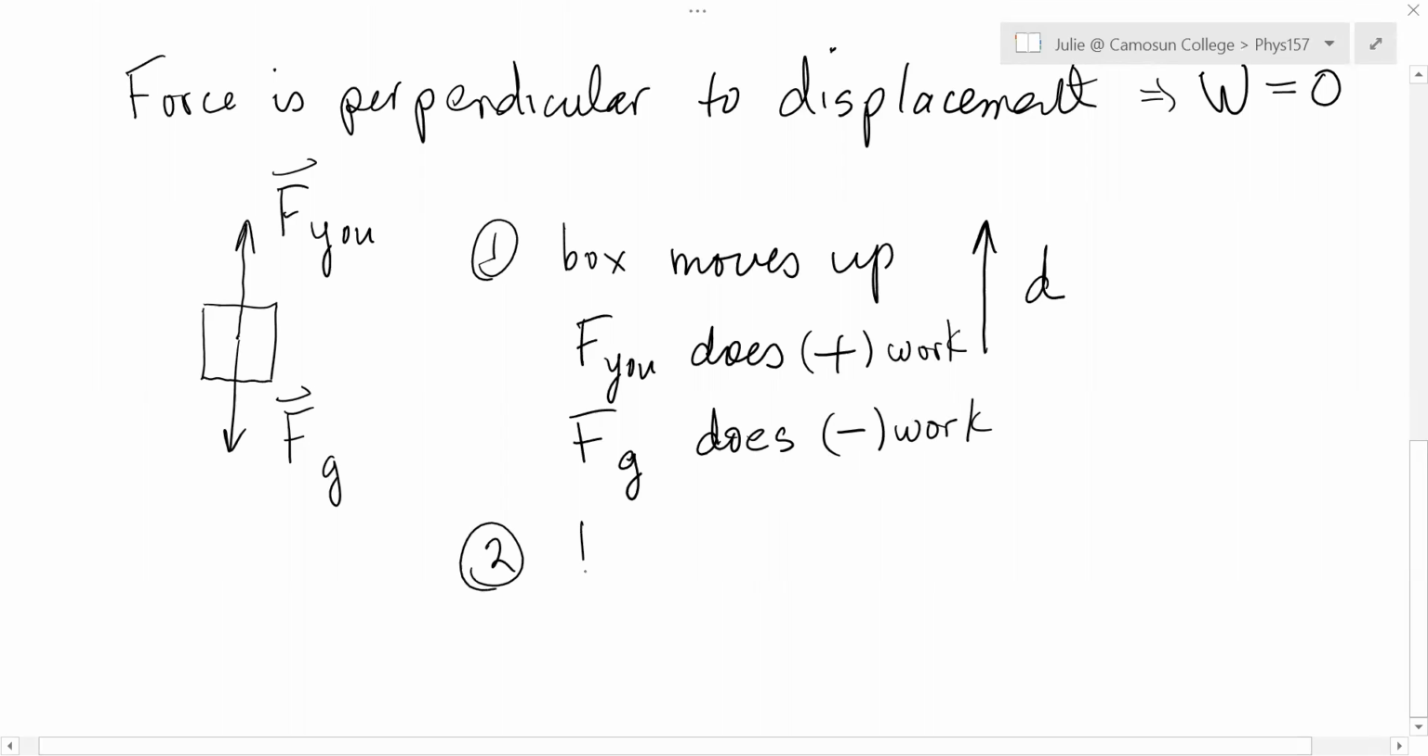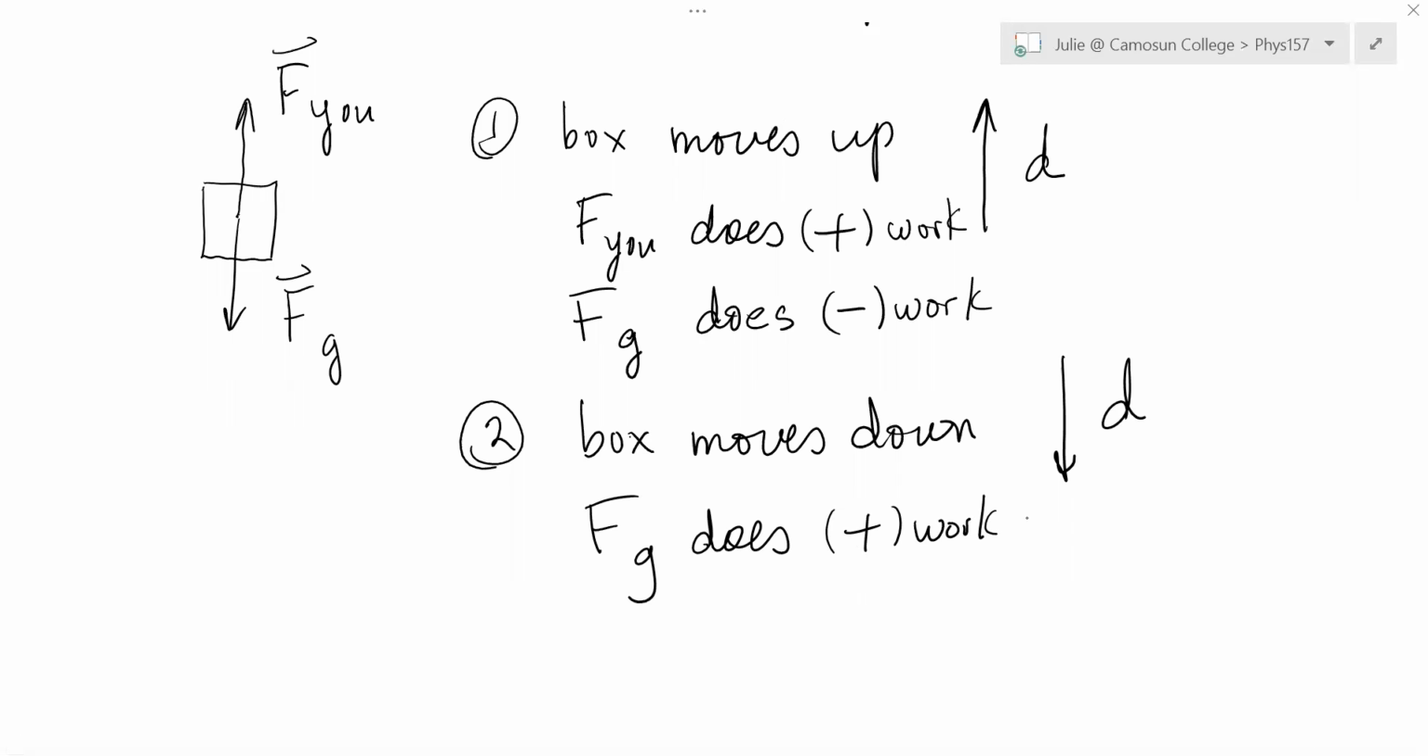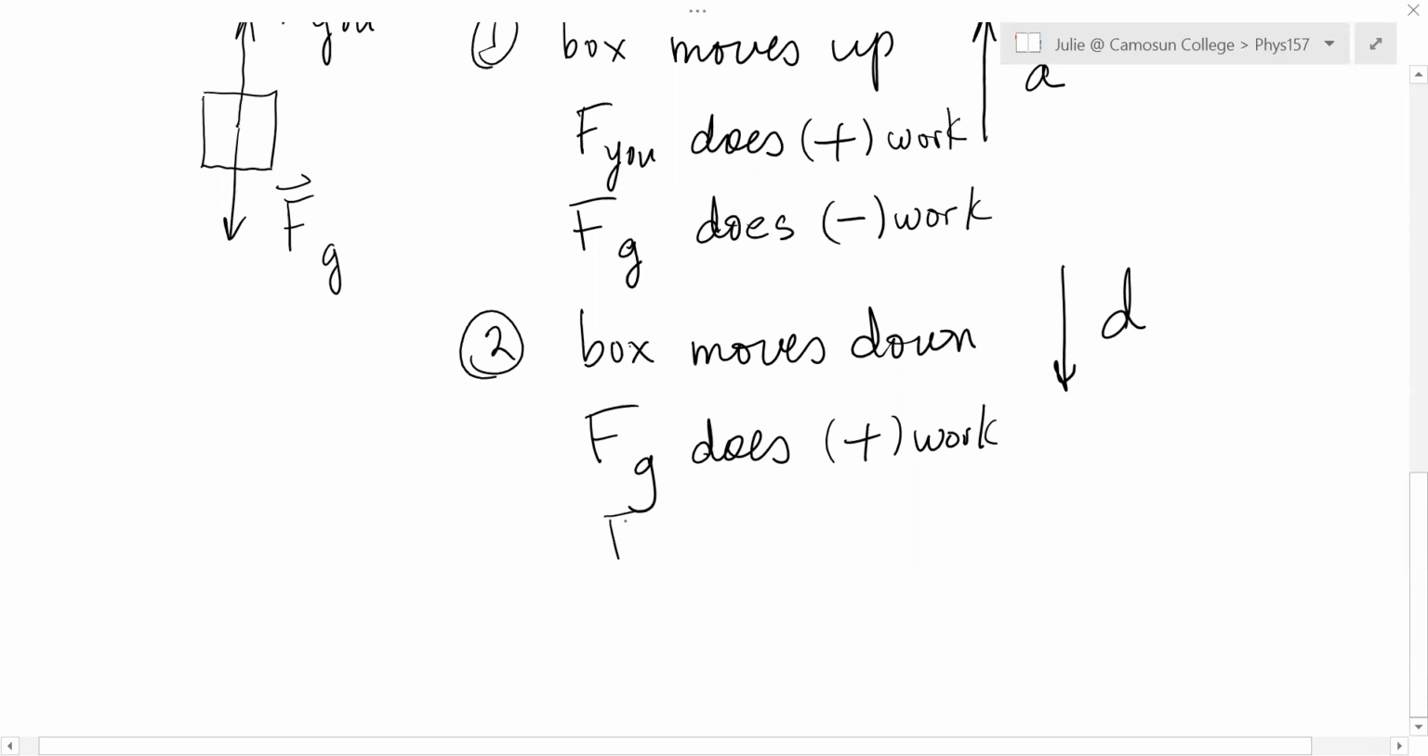Okay, second case, box moves down. Okay, so now the displacement is down. Now think about which force is trying to speed it up. Gravity is trying to speed it up. And so gravity and displacement being in the same direction, now gravity does positive work. And you are holding it back. So if you lower this at constant speed, you have to hang on to it so it doesn't crash to the ground with the acceleration of negative 9.8. So you, as that lowers at constant speed, that force does negative work.